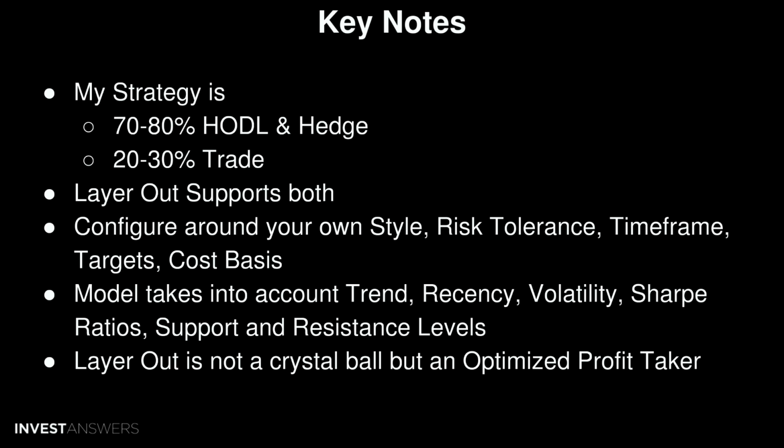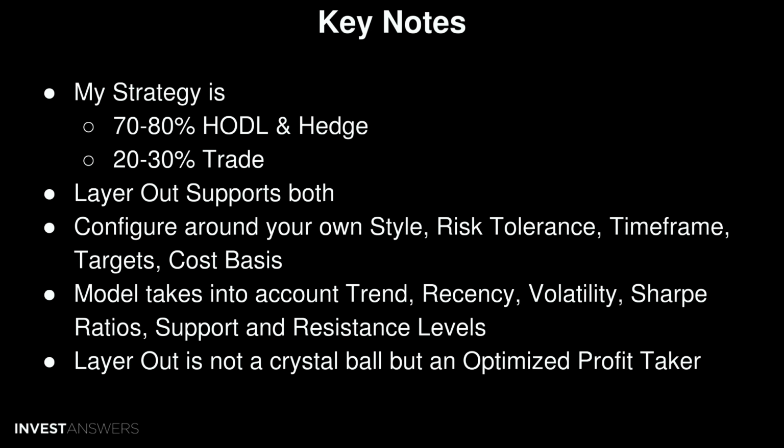Remember, I build these things around how things have worked for me. I have been successful for a large part of my life. But just to talk about this as well, my strategy is always 70 to 80% hodl and hedge. And that means I have a big bag of certain assets, and when they hit tops, get frothy, I hedge them, but still hold them. And then 20 to 30% is trading. This layer out model supports both hodl and traders. And also you can configure it around your own style, your risk tolerance, your time frame, your targets, your cost basis. All of that is very, very important.